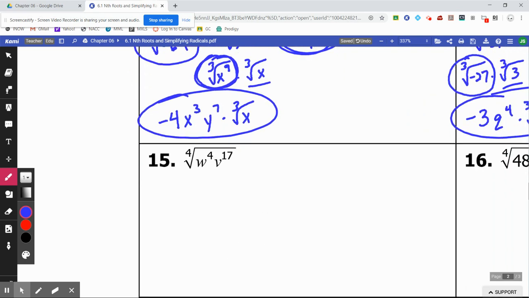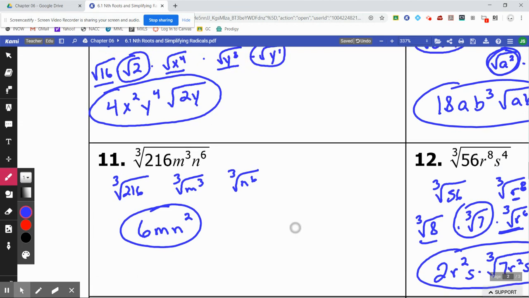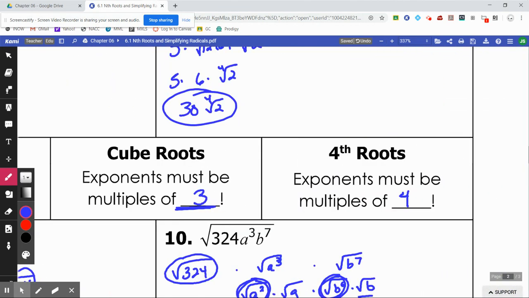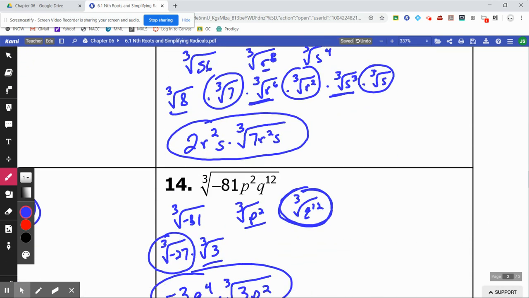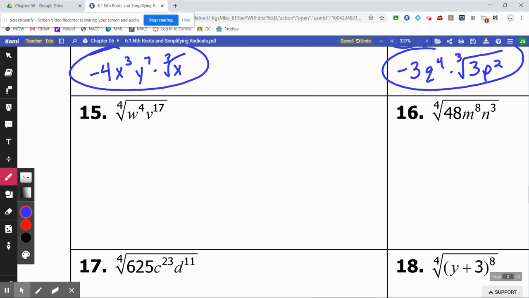Number 15, fourth roots. When we're dealing with fourth roots, let's scroll back up and remind you, you probably already know, fourth roots have to be a multiple of 4. Fifth roots would have to be a multiple of 5. Sixth roots have to be a multiple of 6, and so on and so forth because of those rules of exponents. So we're going to split it into the fourth root of w to the 4th times the fourth root of v to the 17th.